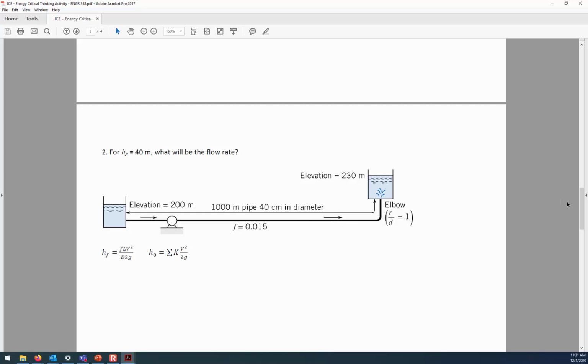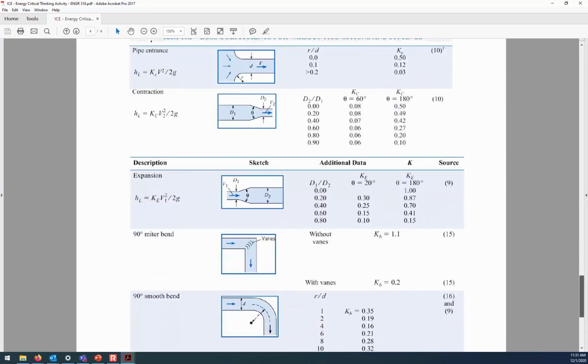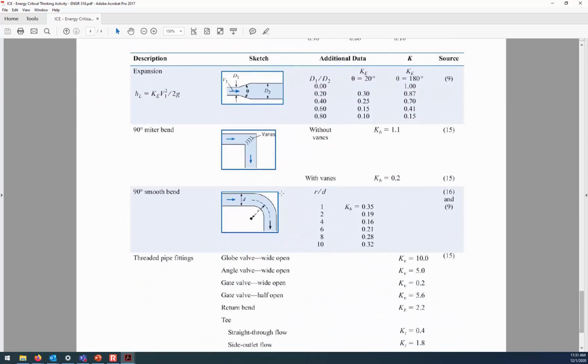So what this is a reflection of is how gradual or how abrupt the transition is from horizontal flow to vertical flow. Now let's go back down to this table that I was showing a little bit earlier. What this shows is K values, and K values are an indication of how much energy is lost at a fitting or a transition. As I'll show you in just a moment, you multiply the K value by the velocity head at a certain location in order to calculate the head loss at that spot.